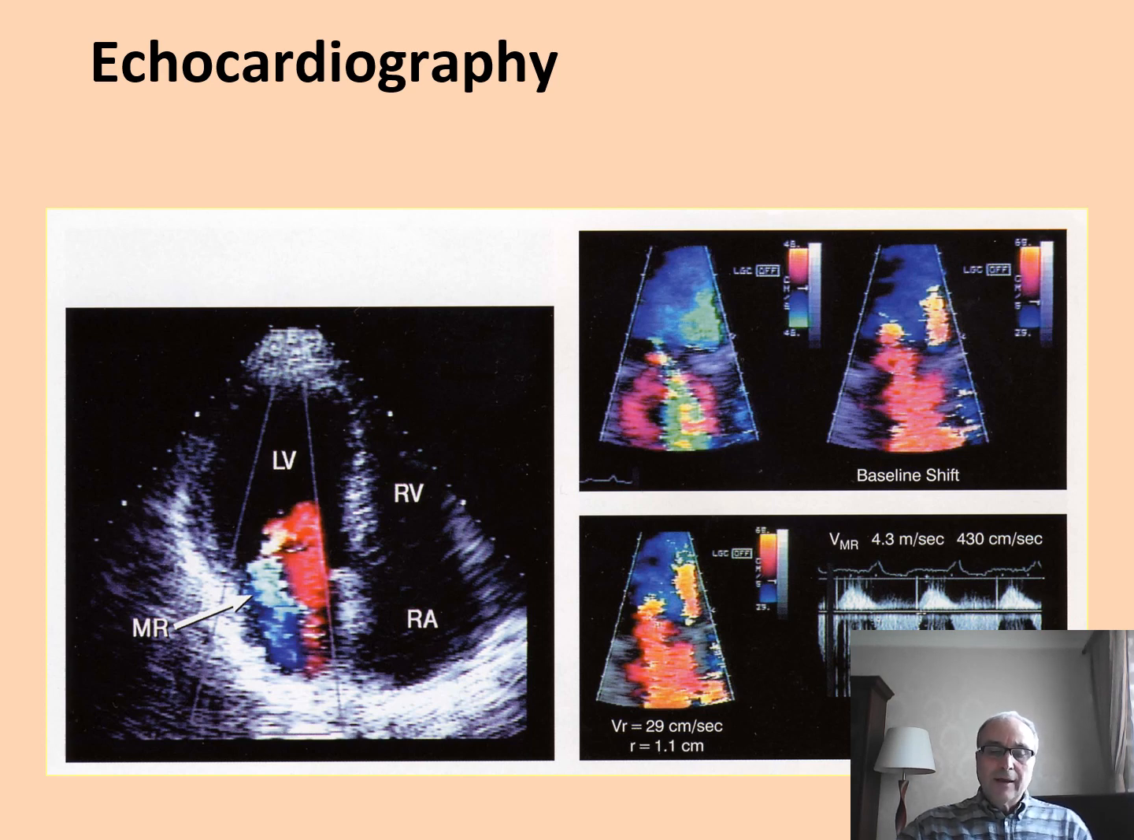Electrocardiography. The ECG may show left ventricular hypertrophy from the chronic volume overload, or biventricular hypertrophy with concomitant pulmonary arterial hypertension. In sinus rhythm, P mitrale may be present.